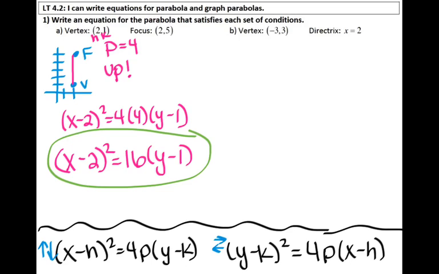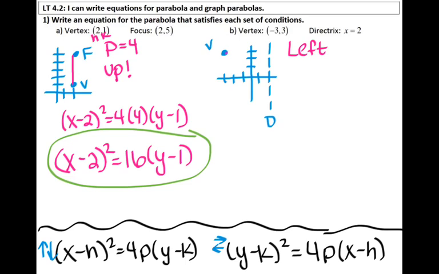Letter B, I'm going to do the same thing. It's helpful to actually graph. So my vertex is at (negative 3, 3). There's my vertex. My directrix is x equals 2, so that means it's going to cross my x-axis there. Your parabola is opening away from the directrix, so that means this parabola is opening to the left.